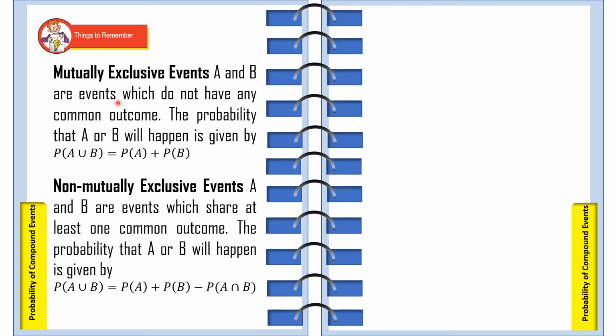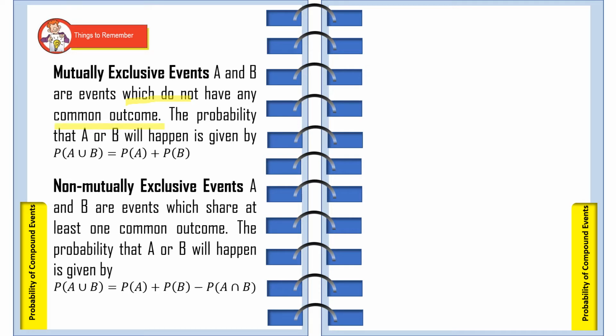So the probability that A or B will happen is given by, so this is the symbol. Okay, so P of A union B, I-discuss ko na to on the previous video natin, is equal to the probability of A plus the probability of B. So it's very simple. Kung walang common outcome ang two events, you just add their probabilities. So, ganun lang siya. If you're going to make it simple, ganun lang yung magiging understanding natin about mutually exclusive events. Events which do not have any common outcomes.